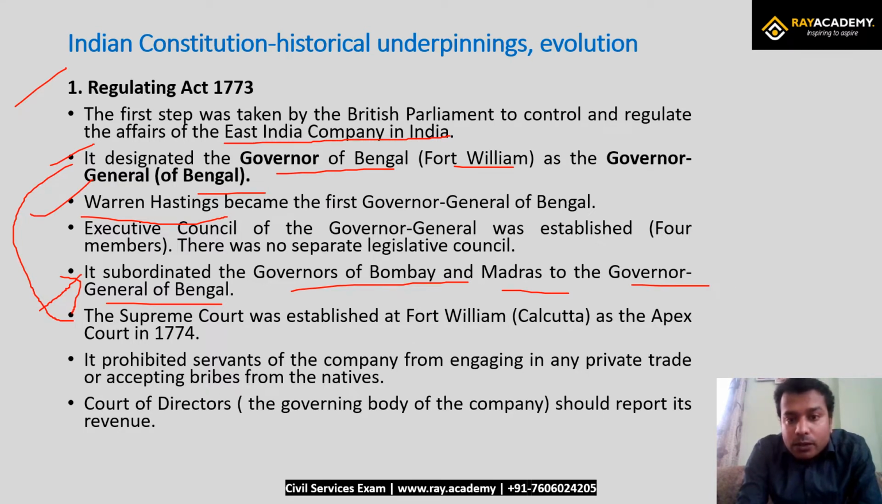The Executive Council of the Governor General was established with 4 members. So there was no separate legislative council. The Executive Council was basically to look after the executive or administrative roles. Now for the first time, the Supreme Court was established at Fort William, Calcutta, as the apex court in 1774. It also prohibited the servants of the company from engaging in any private trade. That means they were not allowed to do trade without the prior permission of the British Parliament.